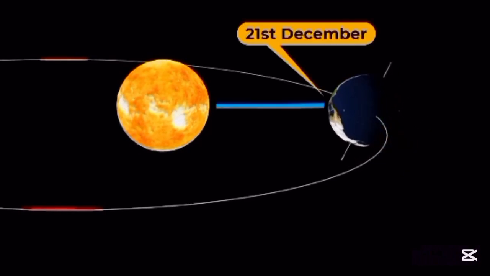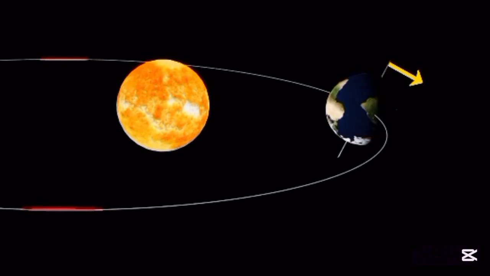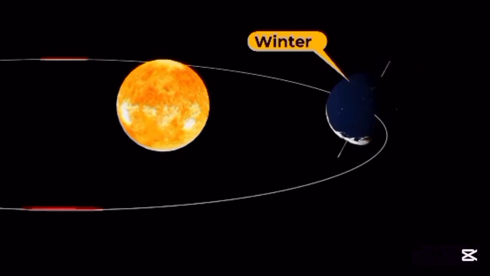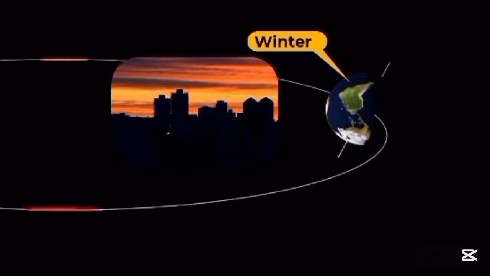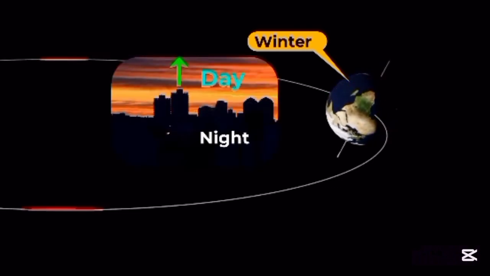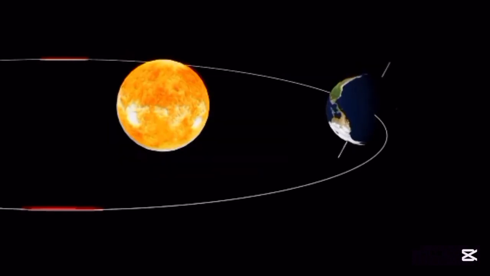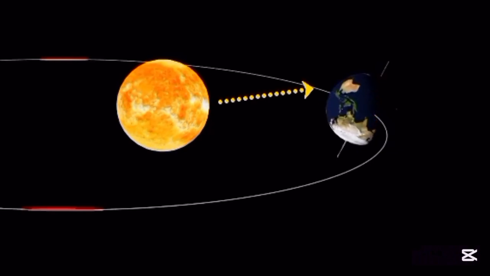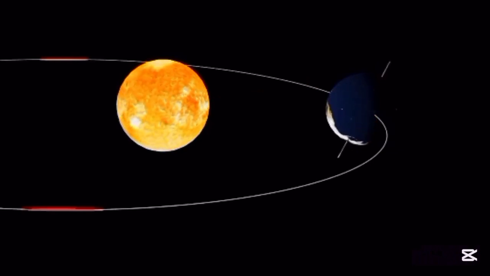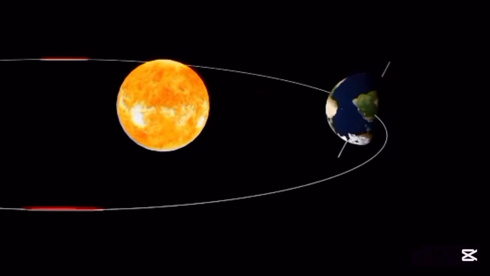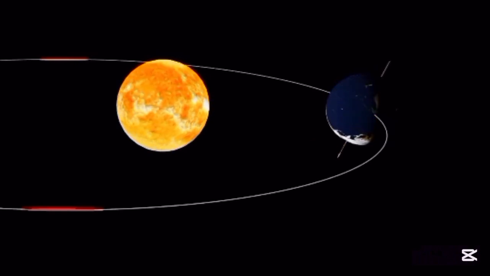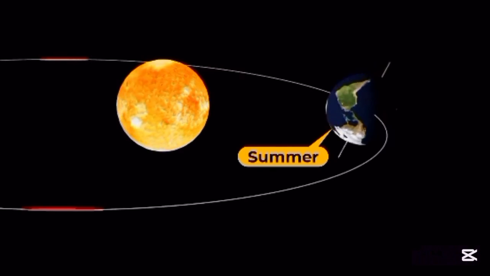On the 21st of December, the Earth is going to experience winter in the northern hemisphere. And this implies that we shall be having more nights than days. Therefore, this is because the northern hemisphere is tilted away from the Sun. Not forgetting that in the southern hemisphere, there will be summer season.